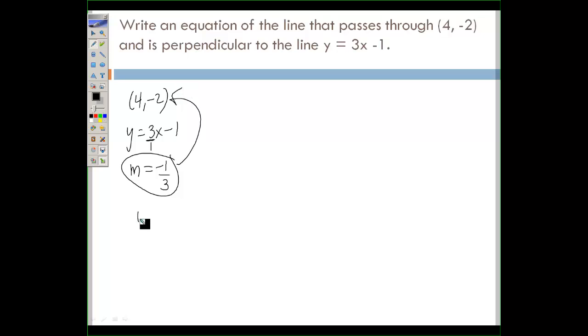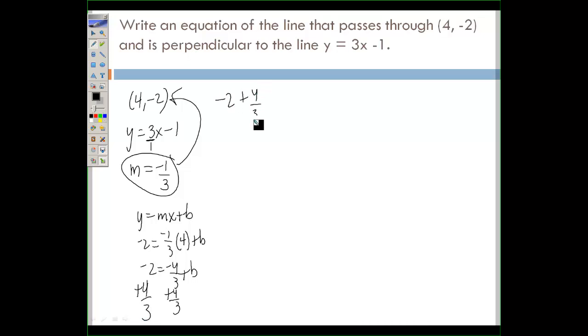This is the point it needs to go through, so let's just do the same thing again. y = mx + b. We're going to say -2 = -1/3 times 4 + b. -2 = -4/3 + b. When I add 4/3 to both sides, here's what you should be thinking. -2 plus 4/3. That means I need -2 to be in terms of threes. I know 6/3 is the same as -2. If I add 4/3 to -6/3, that makes -2/3. So my b value is actually going to be equal to -2/3.